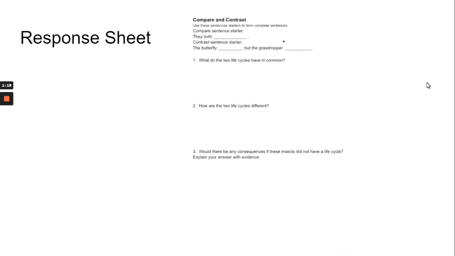So we know that they start as an egg, they grow to an adulthood, they reproduce, and then they die. What would happen if it wasn't a cycle? Even though they have died, this cycle continues. So explain your thinking there on what would the consequences be if these insects did not have a life cycle.